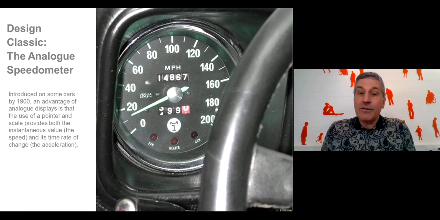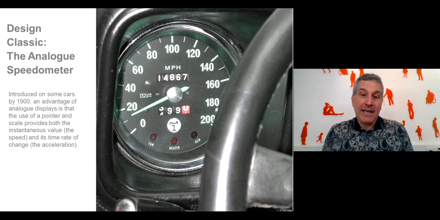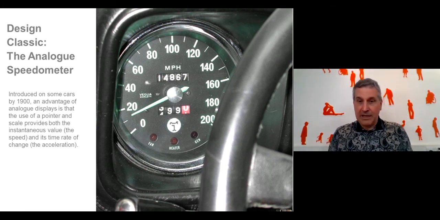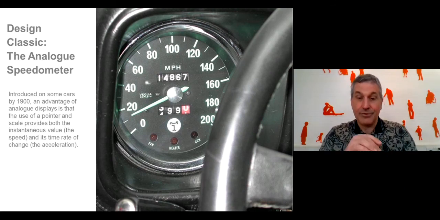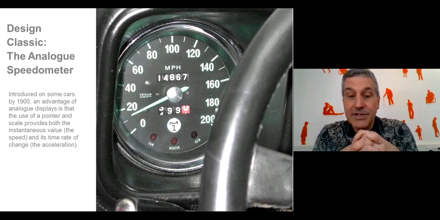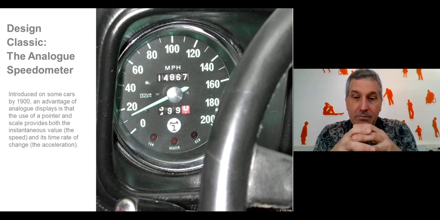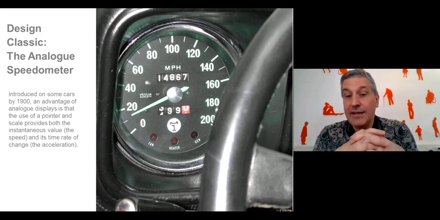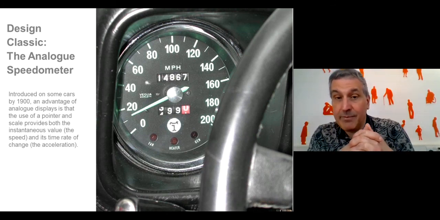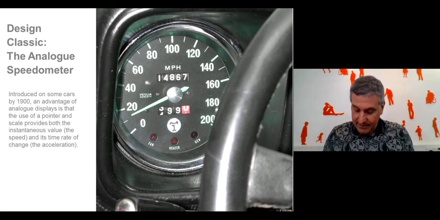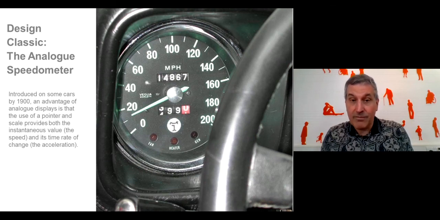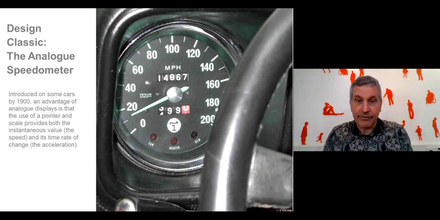So the analog speedometer and all the many manifestations of this sort of display, which are used in all kinds of situations, in all kinds of machines, is an incredibly compact, efficient, and natural way of giving information to people, and that's why it's still in use in some form after more than 100 years of use.